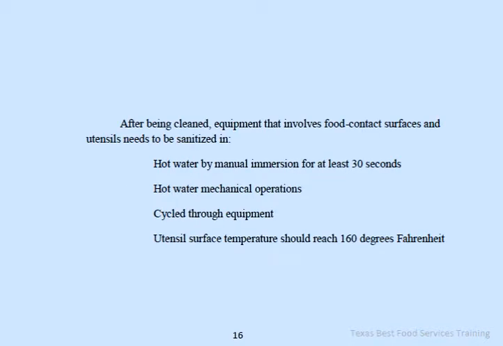Methods of sanitization. Sanitization can be accomplished through two means: hot water or chemical. After being cleaned, equipment that involves food contact surfaces and utensils needs to be sanitized in either hot water manual immersion for at least 30 seconds, or hot water mechanical operations, or cycled through equipment, and utensil surface temperatures must reach 160 degrees Fahrenheit.